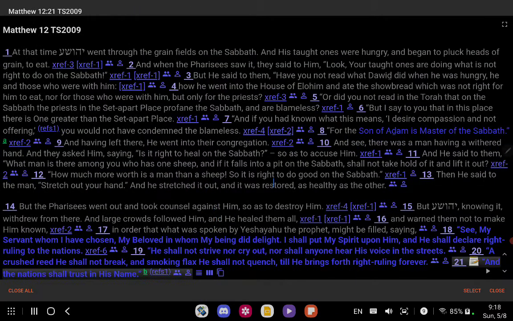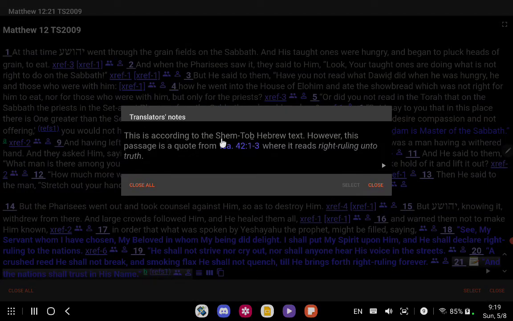And it says, he shall not strive or cry out, nor shall anyone hear his voice in the streets. A crushed root he shall not break, and smoking flax he shall not quench, till he brings forth right ruling forever, and nations shall trust in his name. The Goyim, or the Gentiles, shall trust in his name.